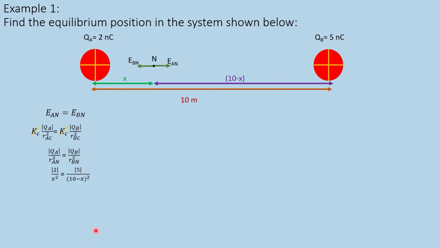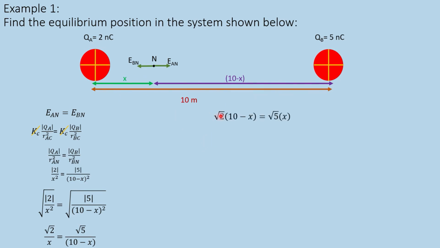Now, next step is not to cross multiply, it is to square root both sides of the equation. So square root of 2 over x squared equals square root of 5 over 10 minus x squared. We simplify, it will be radical 2 over radical x squared is x. Radical 5 over radical of 10 minus x squared is 10 minus x. At this point, we cross multiply. We will have radical 2 into 10 minus x equals radical 5 x. So 10 radical 2 minus x radical 2, we distribute radical 2 over the brackets, equals x radical 5.